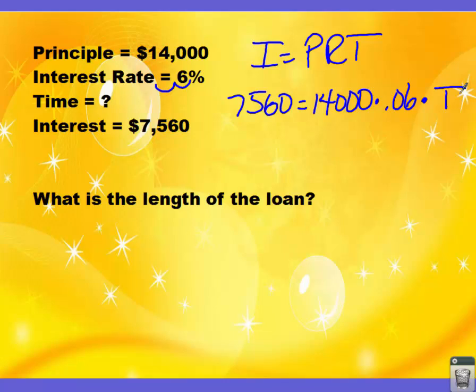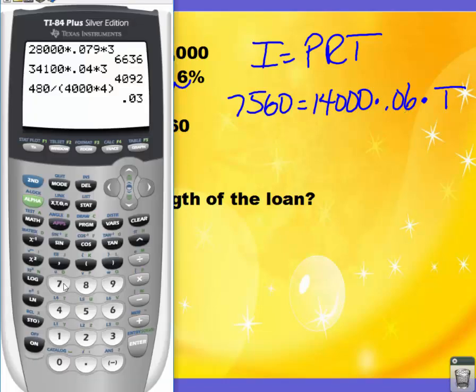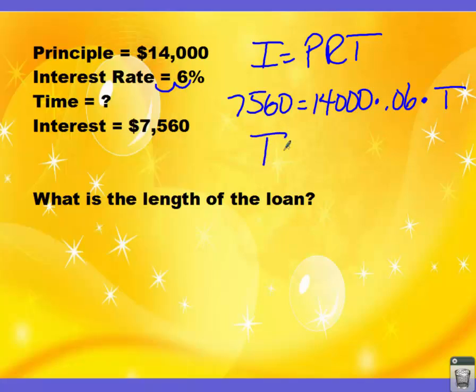So just like in the last problem, we're going to take this 7,560 and divide it by the product of 14,000 and 0.06. We will go to our calculator and type in 7,560 divided by, parenthesis, 14,000 times 0.06, close parenthesis, equals, and we get 9. So that tells us our time is going to be 9. But 9 what? We know time is always going to be in the form of years. And that's how you use the simple interest formula.